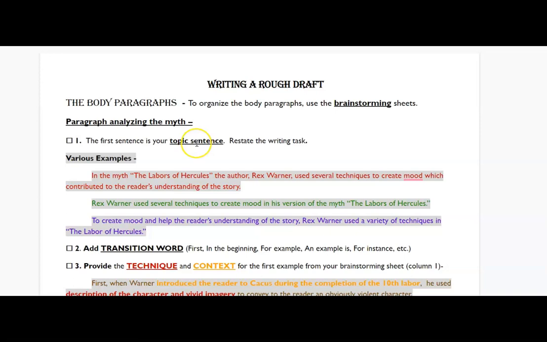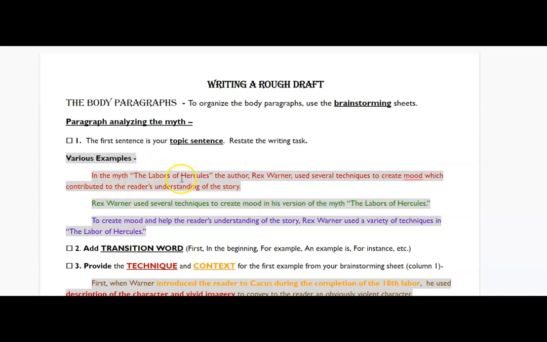So the first thing we're going to do with our paragraph is make sure we have a topic sentence, okay? And so that involves restating our writing task. We don't just start with a quote or start with an example. So I give you three different examples to use. You are welcome to use these as the basis for yours. You might want to change a few of the words in them, not copy them word for word.